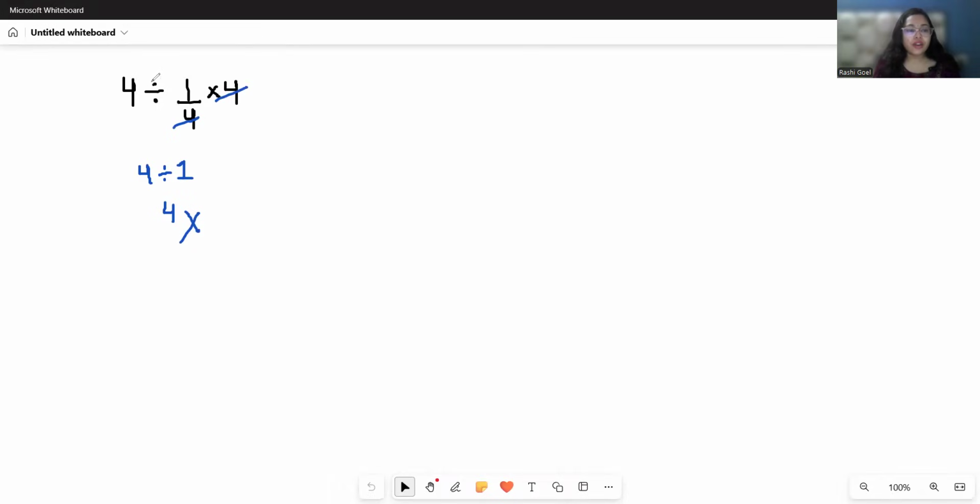So if we have division and multiplication, as per the order of operations, both have the same priority, but still we have to solve it from left to right. So 4 divided by 1 by 4 times 4. If we solve it from left to right, first we have division.